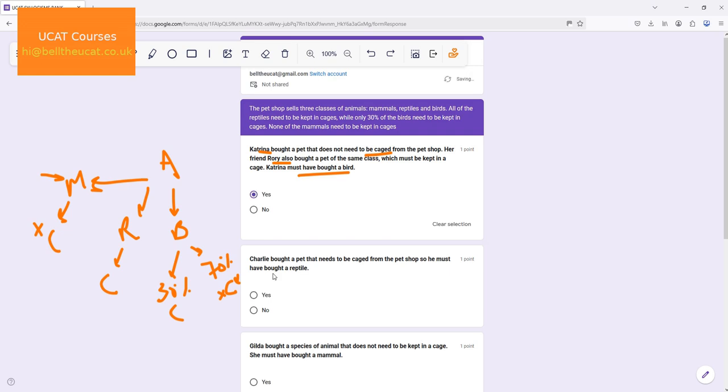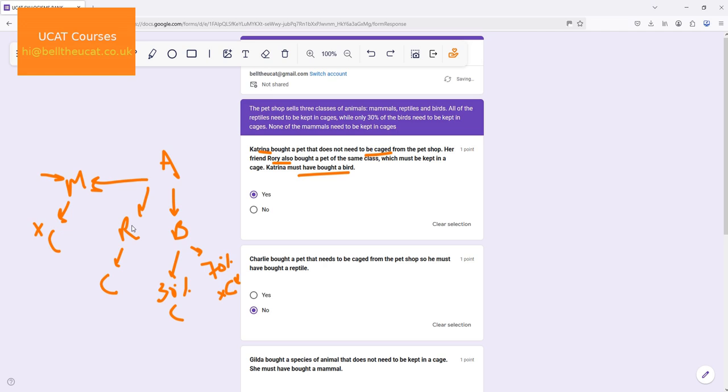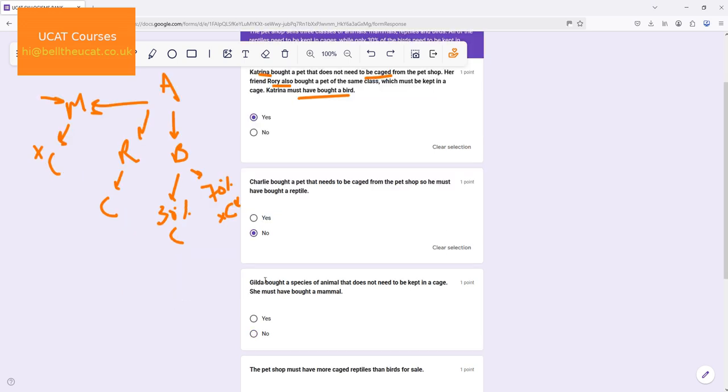Ready? Moving on. Charlie bought a pet that needs to be caged from the pet shop, so he must have bought a reptile. Nope. Answer is big fat no. Why? Because reptiles definitely need to be caged, but there's the other possibility also, birds could also be caged. So on those grounds, answer is big fat no. Ready? Moving on. That was easy.